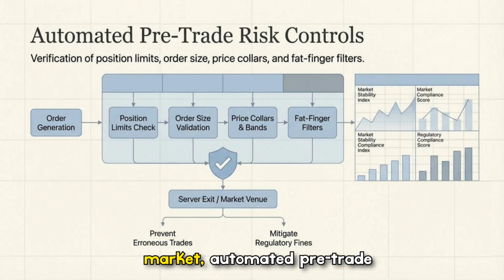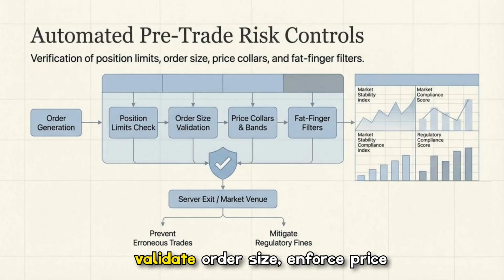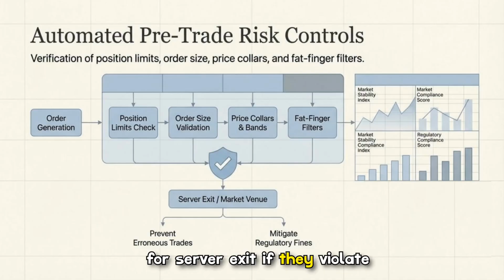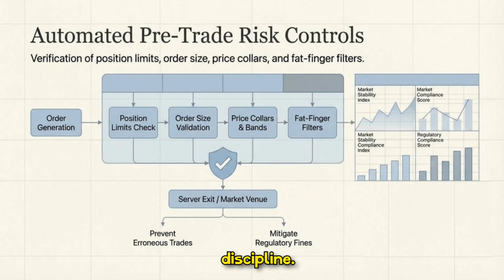Before any order hits the market, automated pre-trade controls verify position limits, validate order size, enforce price collars, and apply fat finger filters. The flowchart shows how these checks route orders for server exit if they violate rules, preventing erroneous trades and mitigating regulatory fines while preserving market stability and operational discipline.